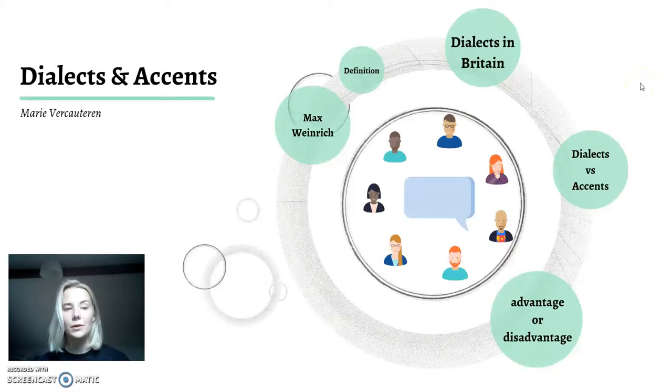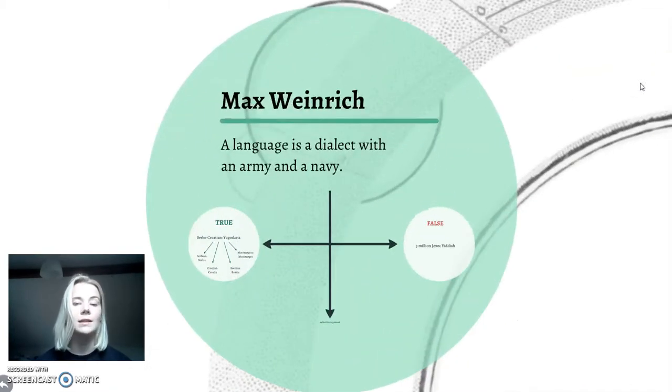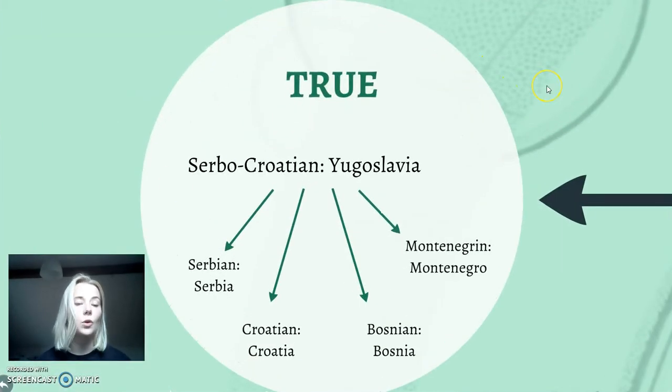We often talk about dialects and accents, but what are they exactly? We start the presentation with a definition which was created by Max Weinreich, and he says a language is a dialect with an army and a navy. And this is true in the case of the once called Yugoslavia, and its language was Serbo-Croatian.